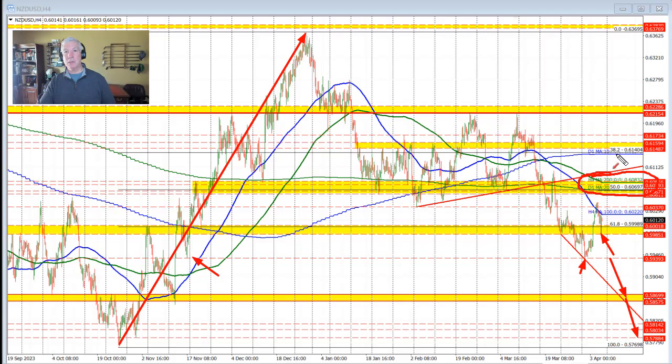Get above that level, and it opens the door to where the 100-day moving average and 38.2% retracement come into play on the top side. So sellers are more in control in the New Zealand versus US dollar. It's disappointing that we couldn't stay below the swing area, so there's work to do on the downside.